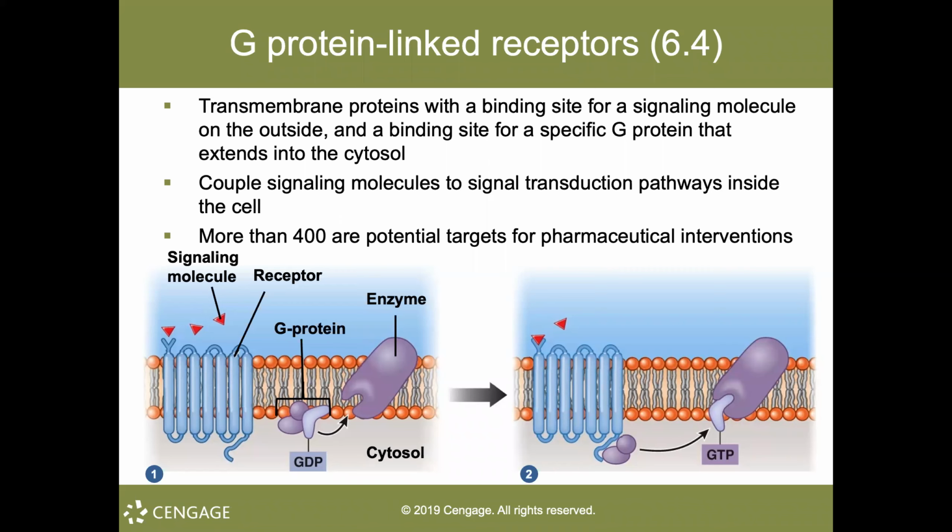In terms of the sense of smell, chemicals in perfume can bind to G protein coupled receptors and trigger a response. And so this will allow you to smell if something is good or something has gone bad. So G protein coupled receptors, very diverse. There are more than 400 that are potential targets for pharmaceutical interventions.